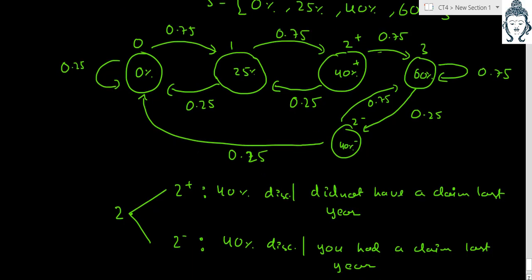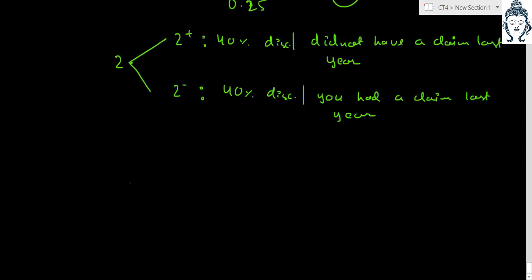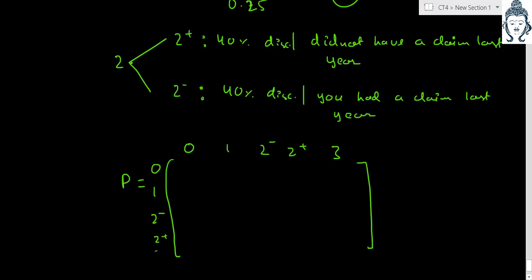Now let's look at the transition matrix. What will it look like? My transition matrix P looks somewhat like this. I have 5 states: 0, 1, 2 minus, 2 plus, and 3, and here also I have 0, 1, 2 minus, 2 plus, and 3. Let's try to see that. The probability of being in 0 from 0 is 0.25, moving up is 0.75, and that's it.